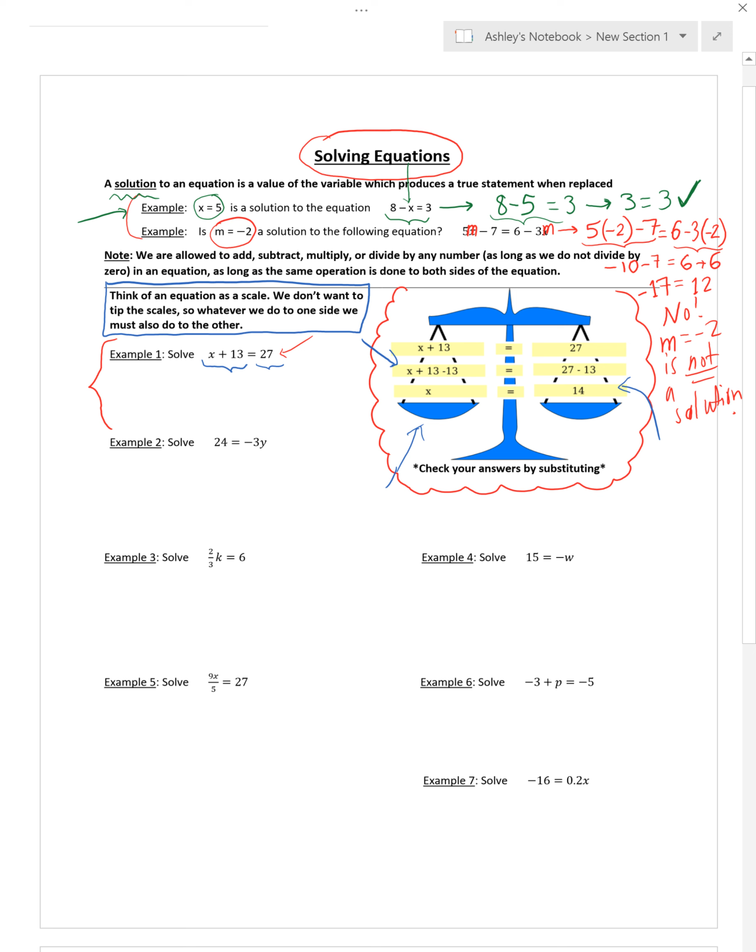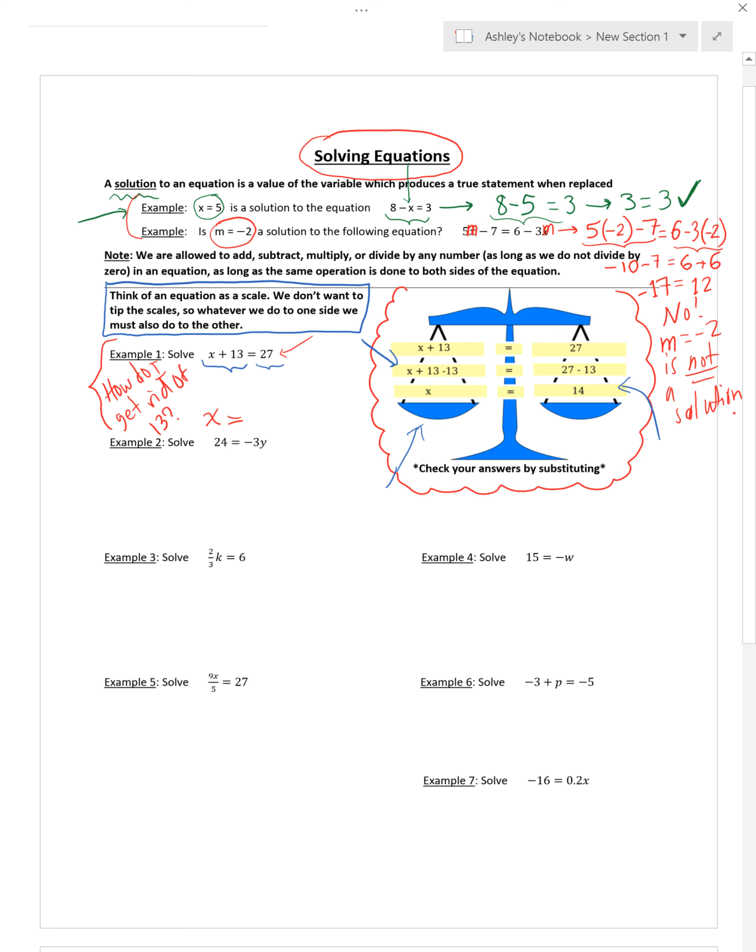So if you have x plus 13 equals 27, keep in mind what you want. In the end, I want to see x equals something. That's kind of my goal. So I have to say, all right, what in this equation is preventing me from achieving that goal? It's the plus 13, if you really think about it. I want x to be by itself on one side of the equal sign. That 13 is in the way. So I kind of have to ask myself, how do I get rid of the 13?